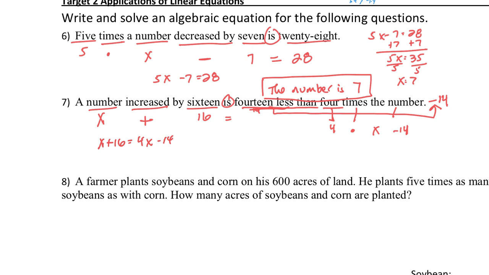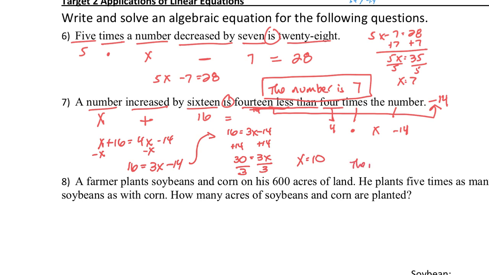Our variable's in 2 different places on both sides, so we got to get rid of one of them. So we're going to subtract x, and we get 16 equals 3x minus 14. So if we kind of bring that up here and run out of room, 16 equals 3x minus 14. We add 14 to both sides. We get 30 equals 3x. Final step is divide by 3 on both sides, and we're going to end up with x being equal to 10. Now again, problem didn't say find x. Okay, we're looking for a number, so we would say the number is 10.